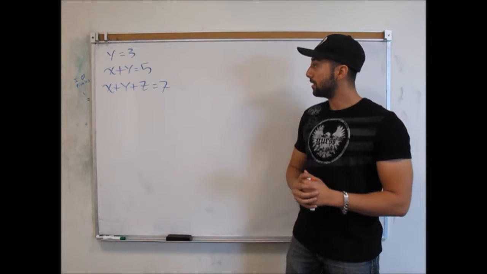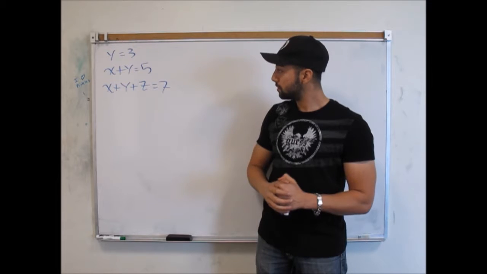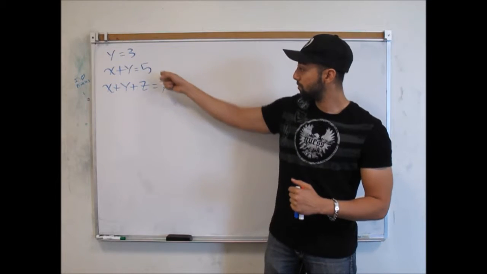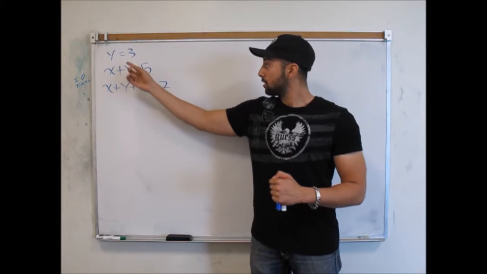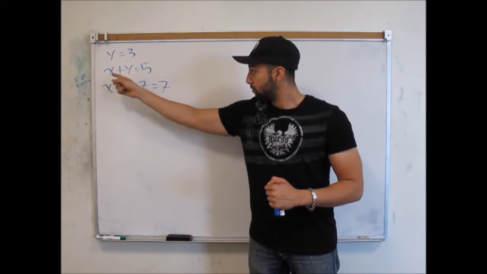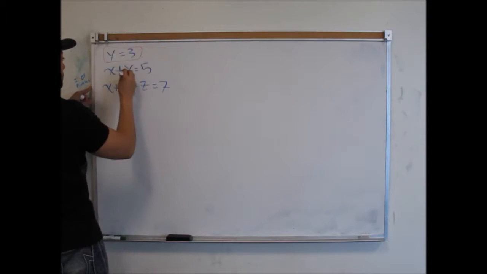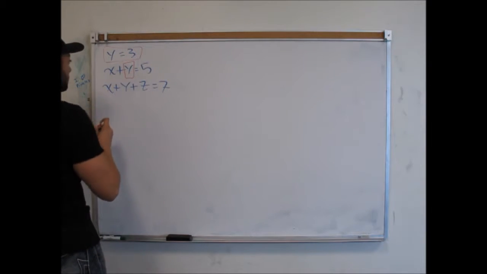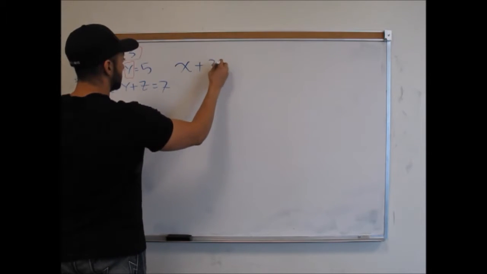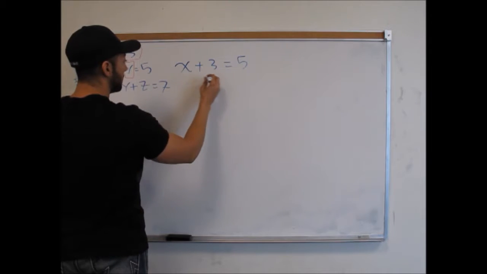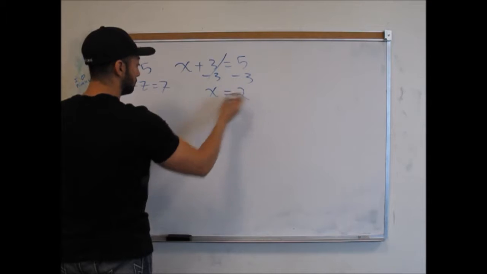This one, again, is very similar to the last one we did. We already have what a variable is equal to. Y is equal to 3, so I could substitute that into either of these equations because they both have y's. But it's best to go with this one because if I substitute y into here, I would only have one variable left. So substituting y equals 3 into this y, I get x plus 3 is equal to 5. Now solving for x, subtract 3 on both sides, you get that x is equal to 2.